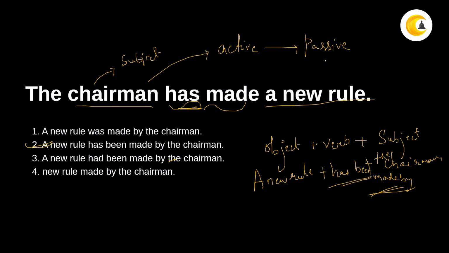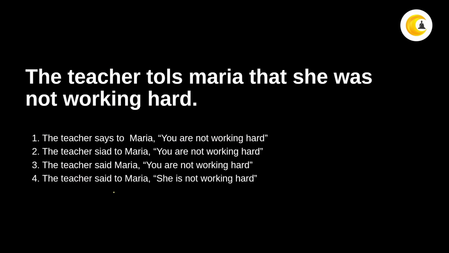Once you know that passive is basically object, verb, subject, and active is just the opposite, subject, verb, object, I don't think there is an issue in solving these active passive forms, right? So the answer is in option number two. A new rule has been made by the chairman. Going to the next one. It's a similar change of voice, but what is this? You need to figure it out. And this is not tolls, it is told. Just ignore that typing error.